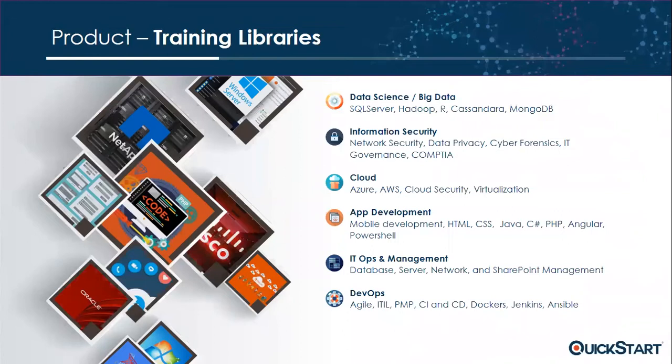Cloud, of course, is something that everybody is looking to go to or has already moved to. So cloud is another key pillar of what we specialize in. You're going to see that it includes Azure and Amazon Web Services. There are many different components and many different ways that cloud falls under this particular pillar. App dev, as you can see, we provide trainings that vary anywhere from HTML to Java to C+.